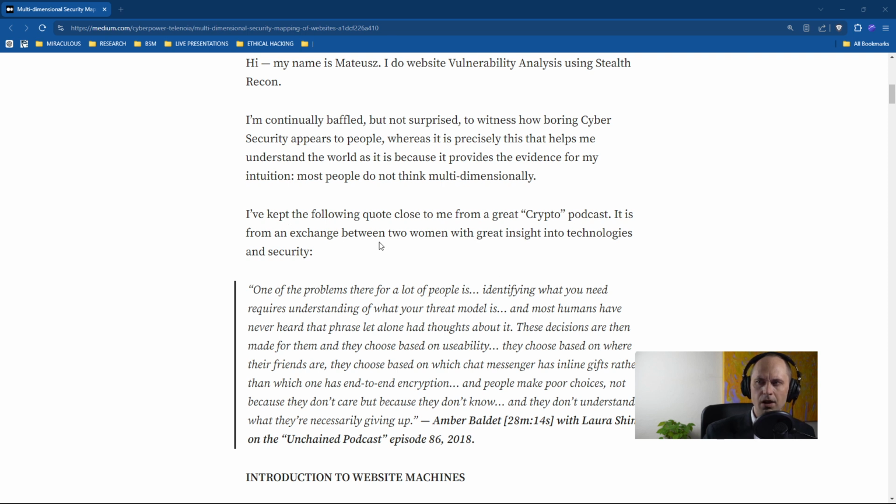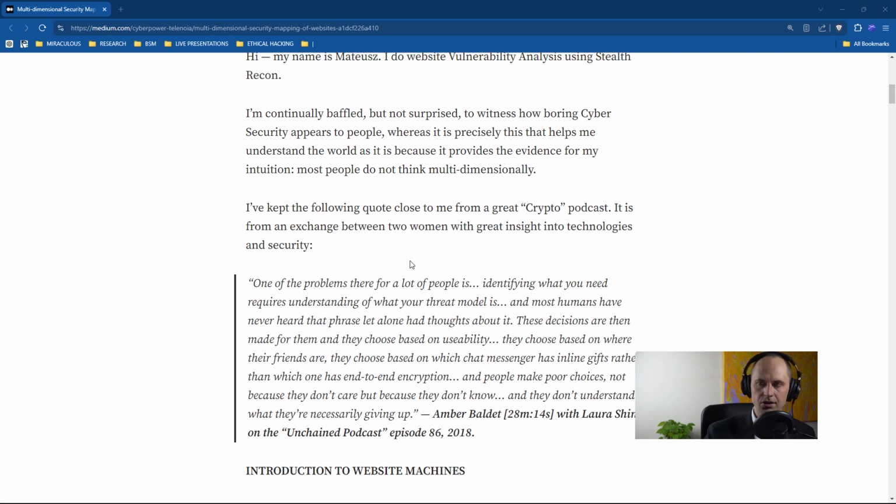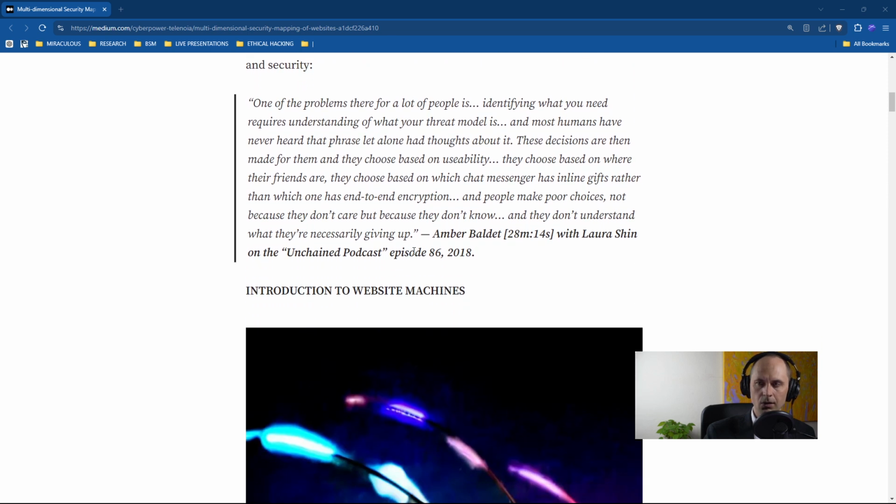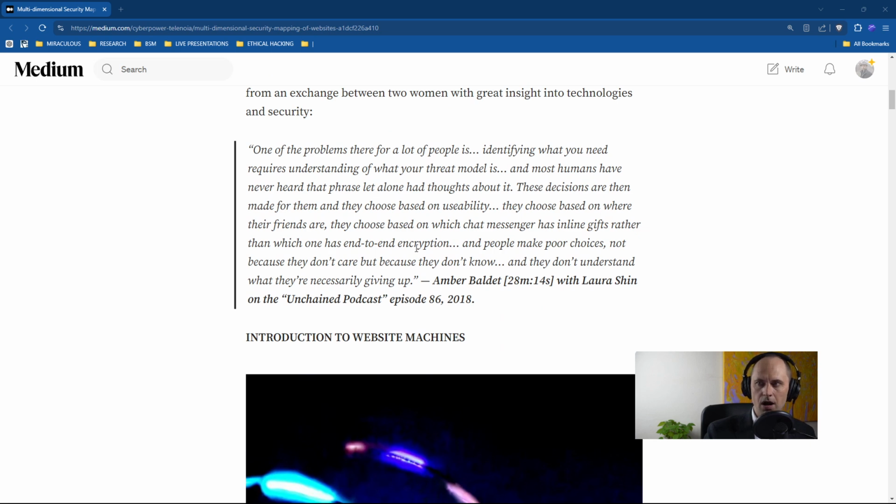So I've kept the following quote close to me from a great crypto podcast. It is from an exchange between two women with great insight into technologies and security. So, quote, "One of the problems there for a lot of people is identifying what you need requires understanding of what your threat model is, and most humans have never heard that phrase, let alone had thoughts about it. These decisions are then made for them, and they choose based on usability.